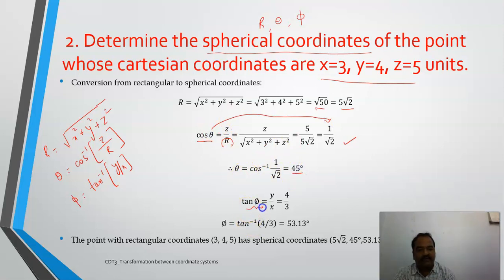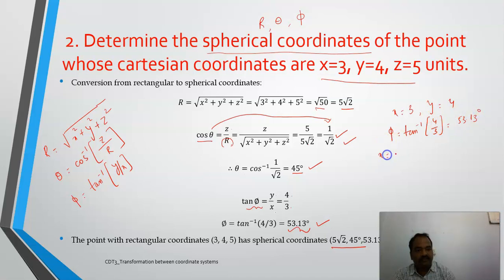And tan phi is equal to y by x, that is 4 by 3. Tan inverse of 4 by 3 is 53.13 degrees. So the coordinates are 5 root 2, 45 degrees and 53.13 degrees. Now I want to mention one thing here. Let us suppose x is equal to 3 and y is equal to 4. If I want phi, I take it as tan inverse of 4 by 3, so I am getting 53.13.